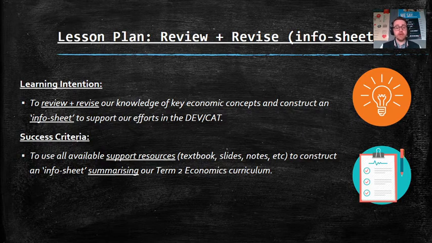Success criteria: use all the available support resources. So when you're making your info sheet, your summary sheet, cheat sheet, whatever you want to call it, you should be using information from the textbook, the slides, your notes, and that'll help you construct that info sheet summarizing our Term 2 economics curriculum.